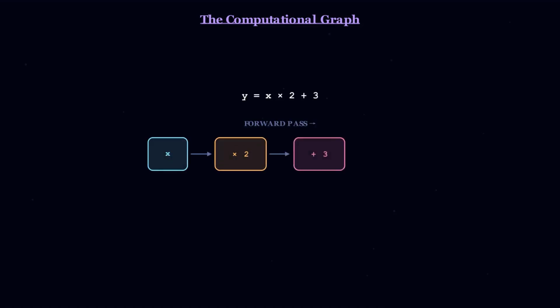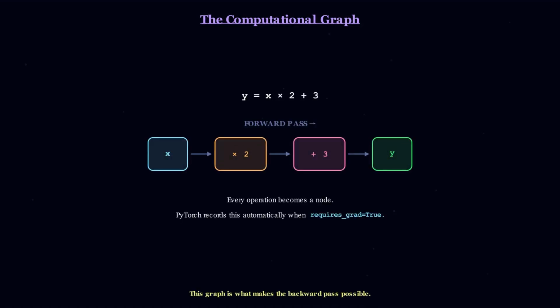It builds an actual graph of every operation as your code runs. This is the computational graph. Every operation, every add, every multiply, every matrix multiplication becomes a node in the graph. The arrows show data flowing forward from your inputs through every operation to the final loss value. Take a tiny example, y equals x times 2 plus 3. That's two nodes, a multiply node, then an add node, chained together, ending in y.